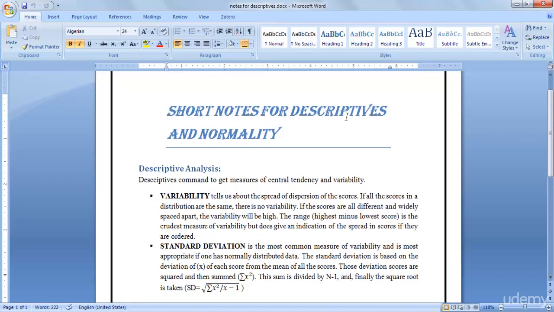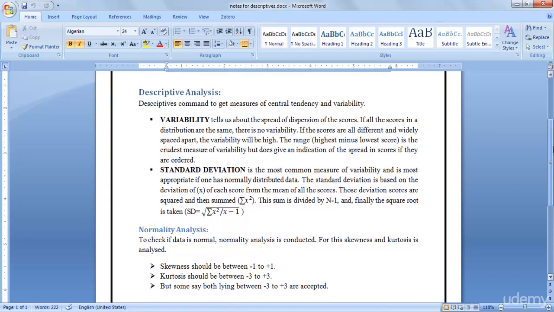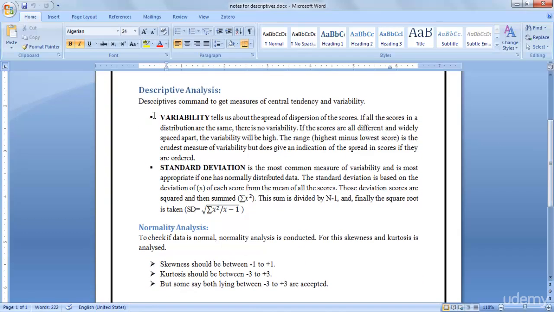The Descriptives command gives measures of central tendency and variability. Normality we have added over here; I'll let you know what normality actually is. So descriptives tell us about central tendency and variability. Variability tells us about the spread or dispersion of the scores, how much differentiation there is between our scores. If all the scores are the same, there is no differentiation between the scores, so there exists no variability.